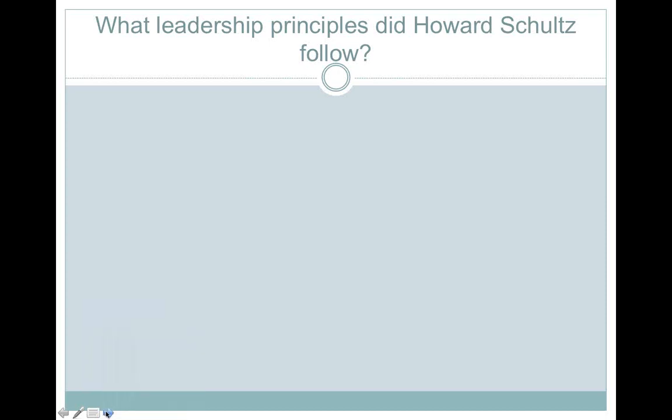some of the leadership principles Howard follows. As with any great leader, he certainly has a vision of where he wants to take his company, a vision of how he wants to build it. He's very keen on instilling trust and hope. Trust and hope are maybe above all others the key ingredients of good leadership. You have to give people hope and they have to trust you.